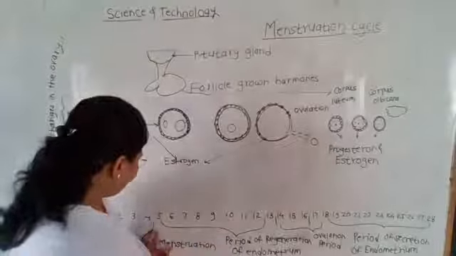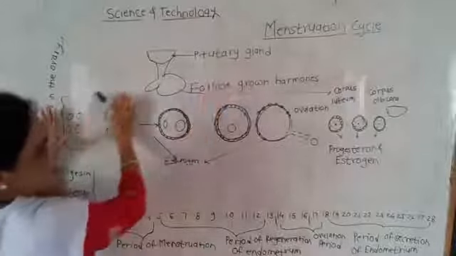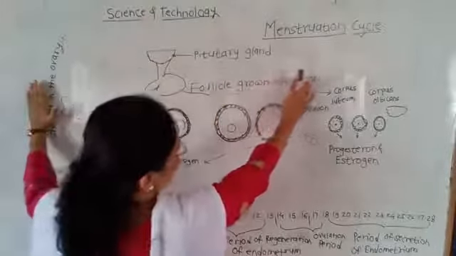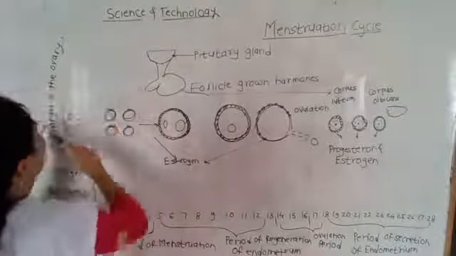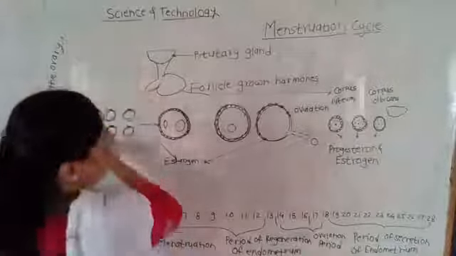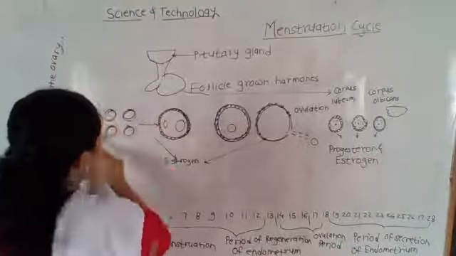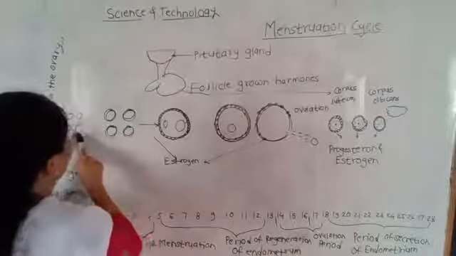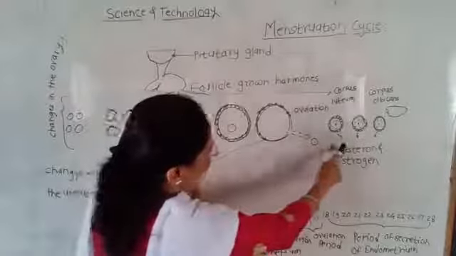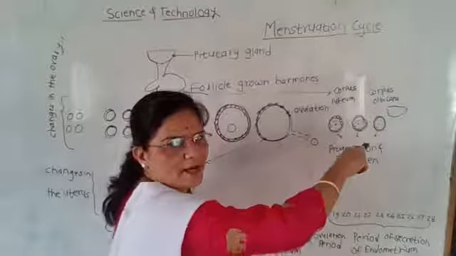See the diagrammatic representation. These changes occur in the ovary. The upper side of the diagram shows the changes in the ovary. See, first of all the follicles, then the ovules, then the role of estrogen and progesterone. Later on, I will explain the corpus luteum and corpus albicans.